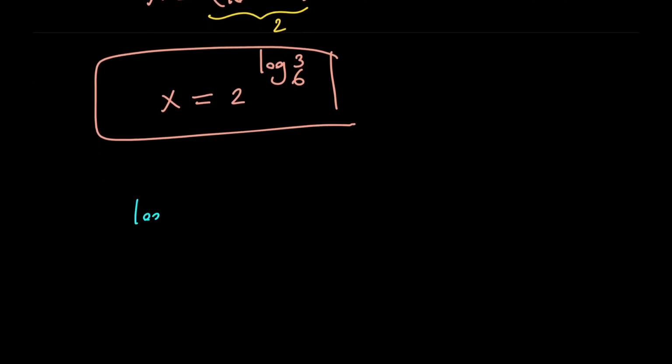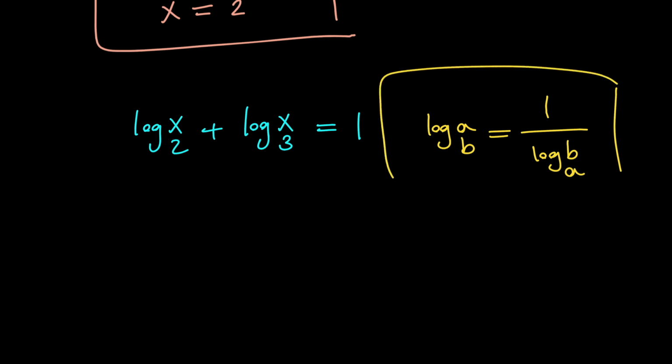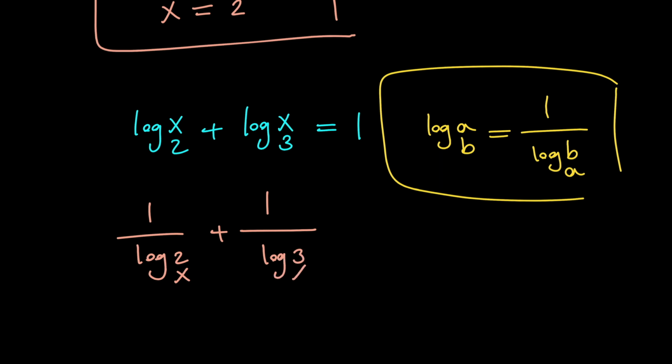But before we do that, let me rewrite our equation. So we had log x with base 2 plus log x with base 3 equals 1. Now, in the second method, I'm going to go ahead and use a nice property. So we know that log of a with base b can be written as 1 over log of b with base a, right? So by using that on the left-hand side, we're going to have 1 over log 2 with base x plus 1 over log 3 with base x, and this equals 1.